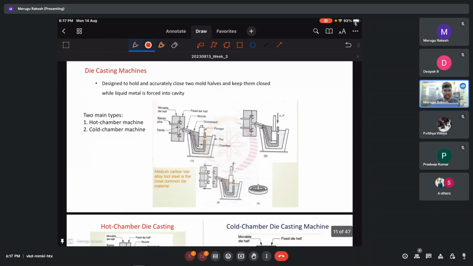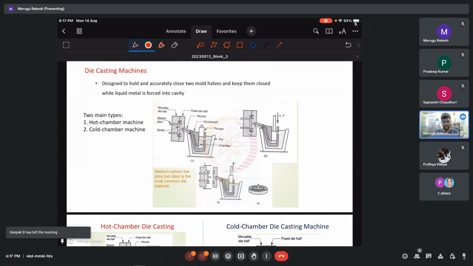Die casting machines, basically we have two types: one is the hot chamber and the other the cold chamber. What you see in the first figure is the hot chamber, in which the entire chamber is inside, and when the plunger is moved out, the liquid comes in.